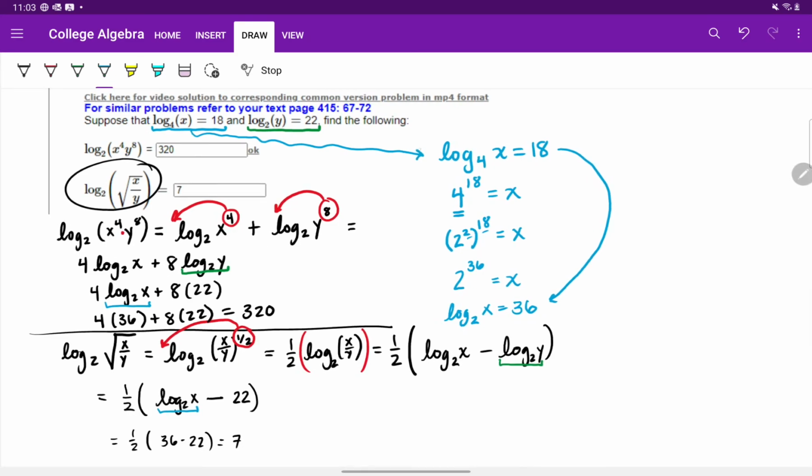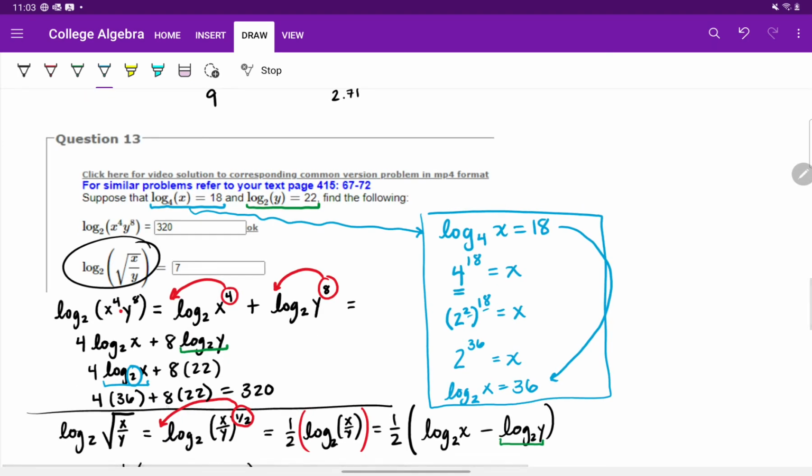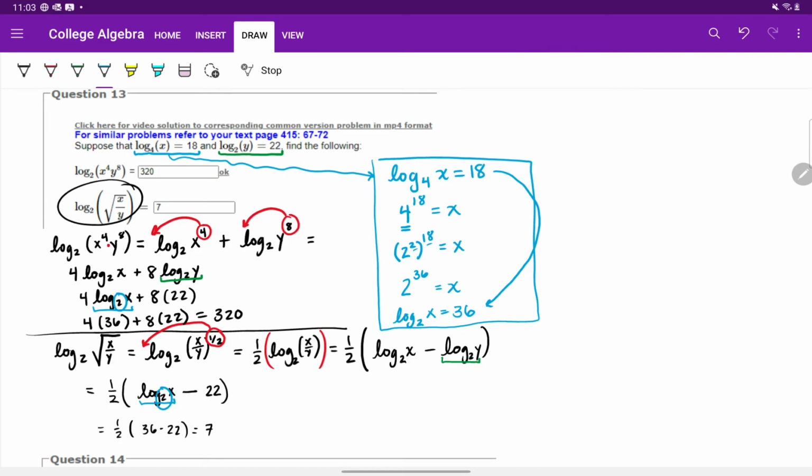The key to this problem was this trick right here. It can be tough to see that you need to do that. Here is my tip to you. If you end up with a base other than what you're given in your problem, you're going to have to find a way to rewrite your logarithm using a different base. And the easiest way to do that is to convert into exponential form, manipulate it until you get the base that you want, and then convert it back into logarithmic form.